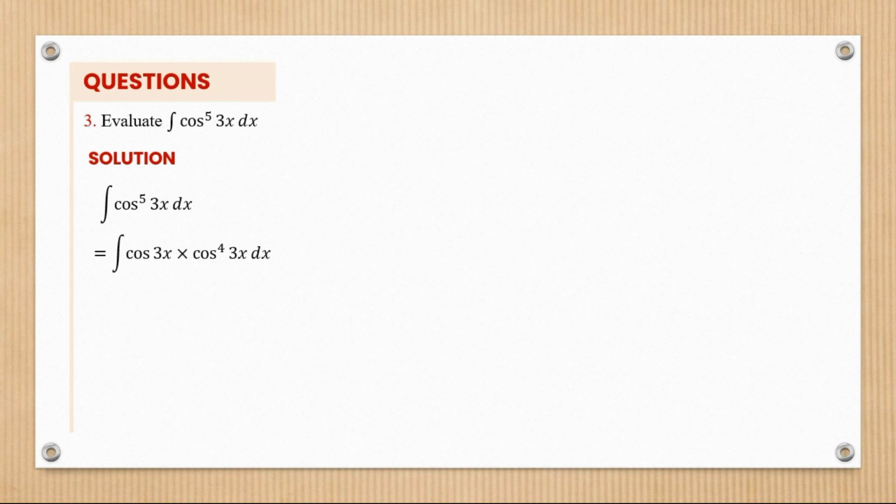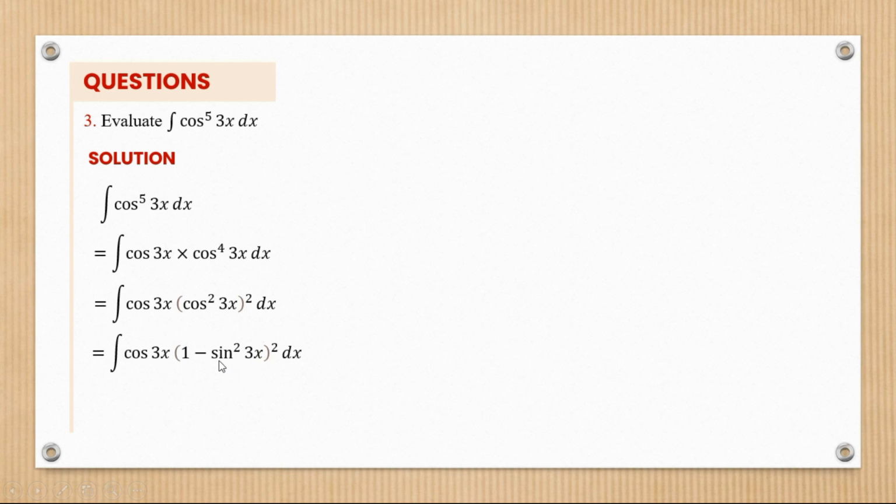So what we're going to do is you can see that this can actually be represented as the integral of cos 3x times cos to the power 4 of 3x dx. But now you also know that this can also be represented as the square of a square. So it's actually the same as cos squared 3x, and then we have the square on the outside. So that's basically the same thing. Then we can actually see that this cos squared 3x can be represented as 1 minus sine squared 3x.